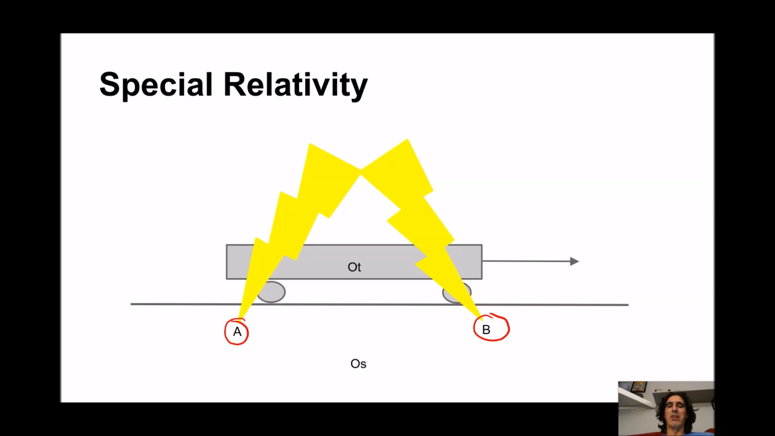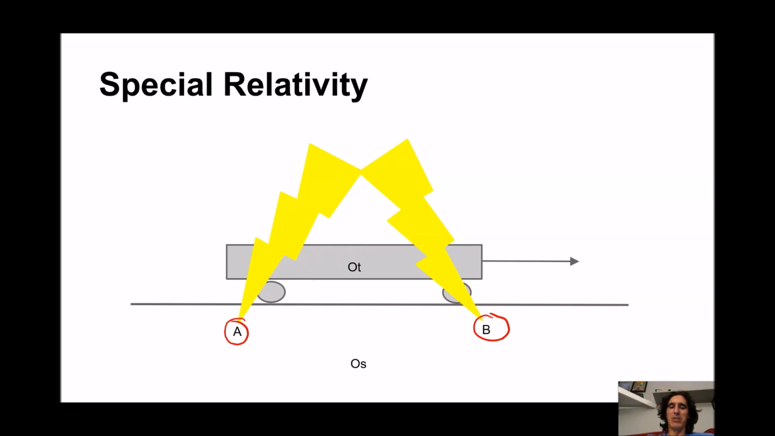Both of these scenarios are 100% correct. O sub S is correct when they say they hear A and B at the same time. O sub T is correct when they say they hear B and then A. So there's a change in time based on the idea that the speed of light is constant, as well as the fact that the person in the train is moving towards bell B.